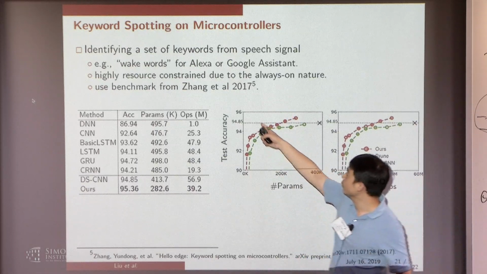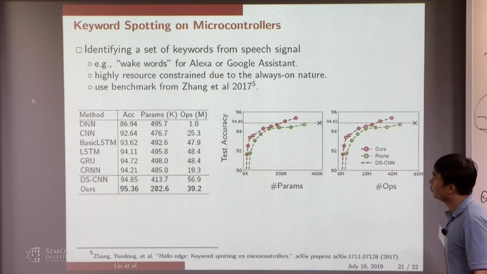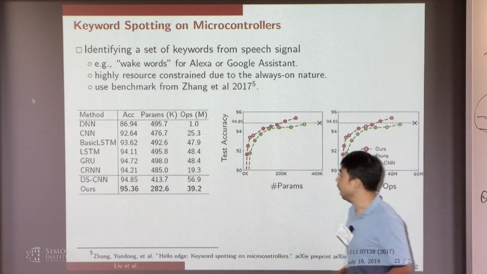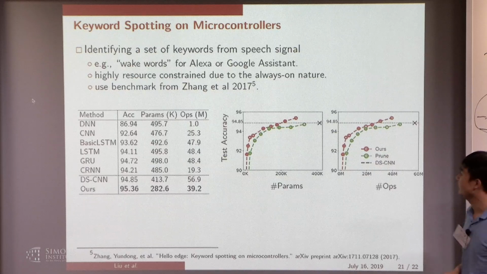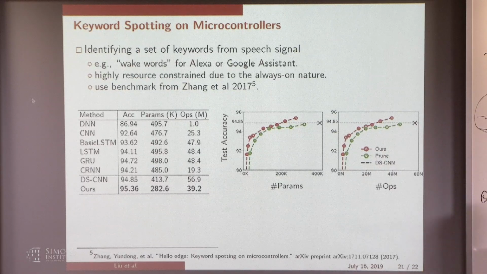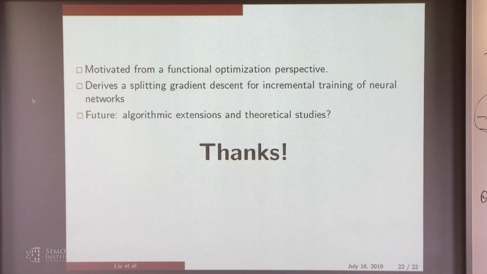So a challenge has been developing small size neural networks that can still detect these keywords with high accuracy. Here we use a recent benchmark by Qiang et al., and we can see that our method can be better both in terms of accuracy, number of parameters, and number of flops. Thank you very much.